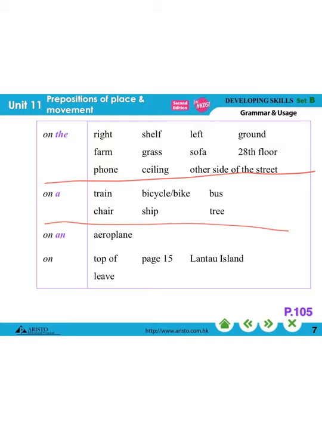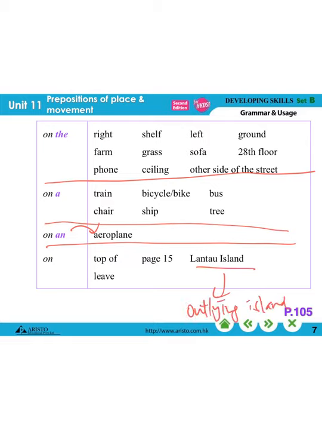And then we use on a train. Okay, so the public transportation, and then on a bicycle, on a bus, on a chair, on a ship. And then with an, so this is the very common example here, on an aeroplane. And then with just on, without any articles in between, we can say on top of. Okay, on page 15. So you can find the answer on page 15. And then for the outlying islands, so this is one of the outlying islands in Hong Kong, on Lantau Island, on Lamma Island, on Cheung Chau.